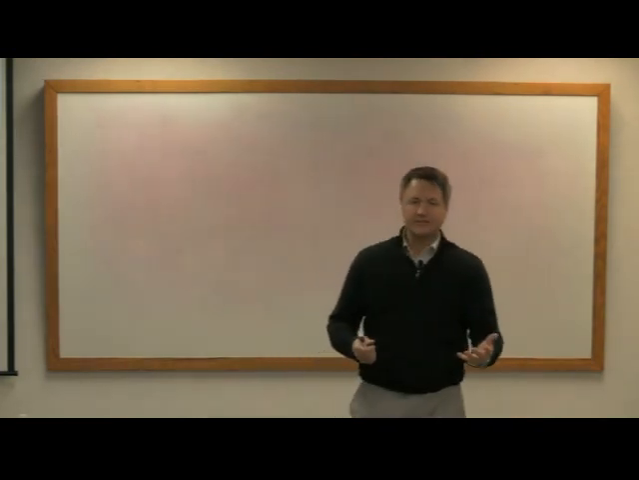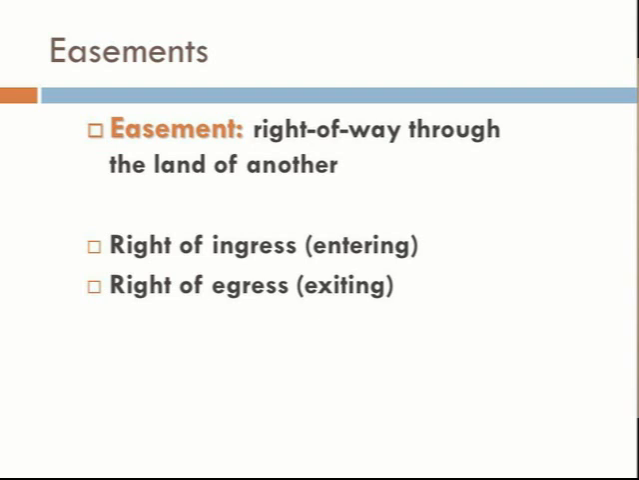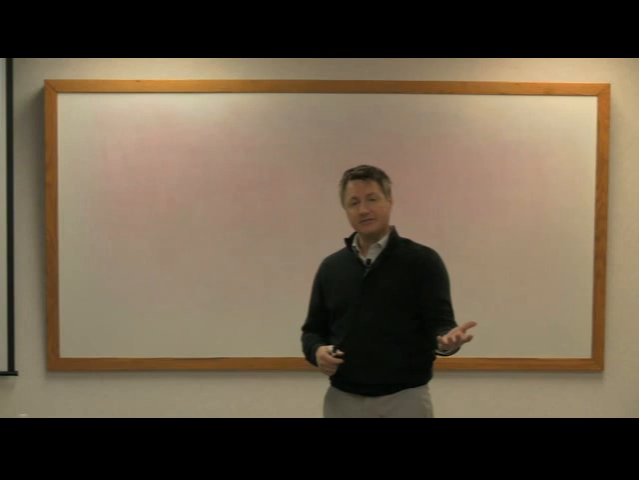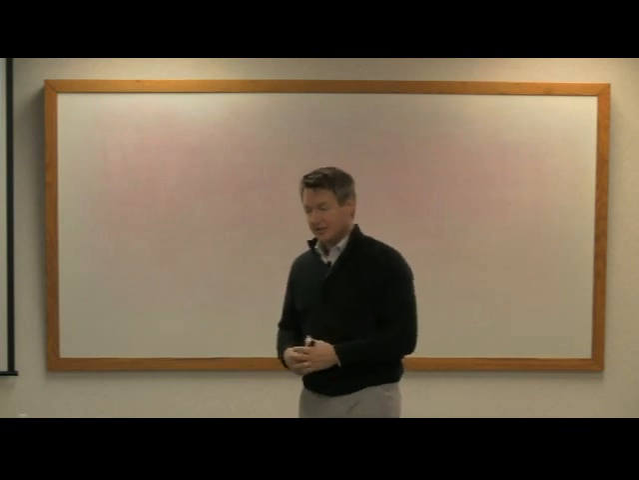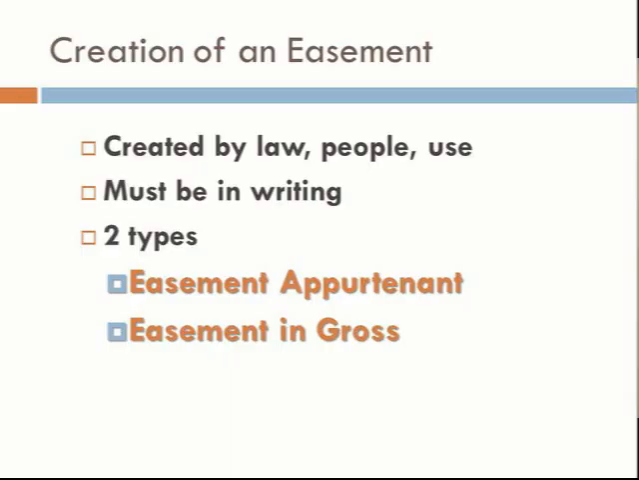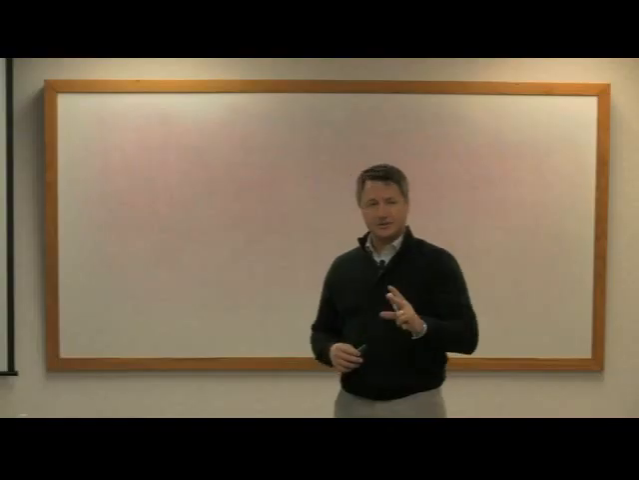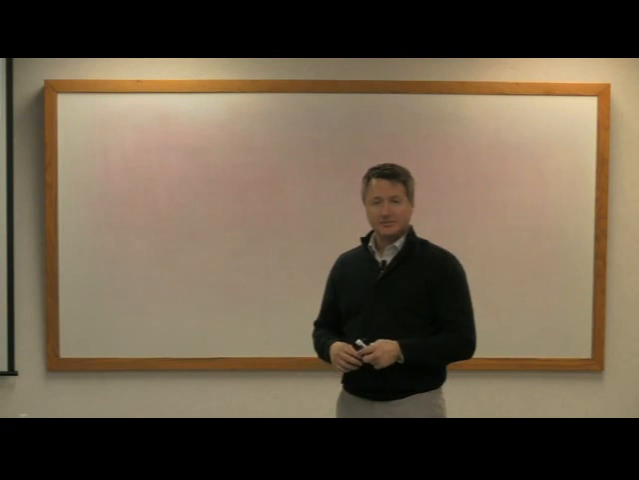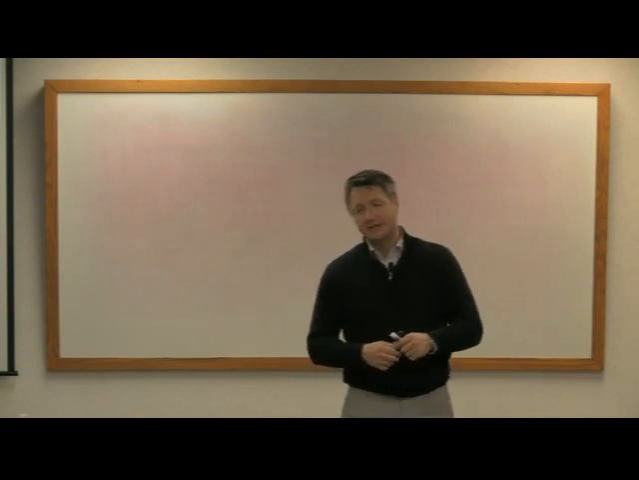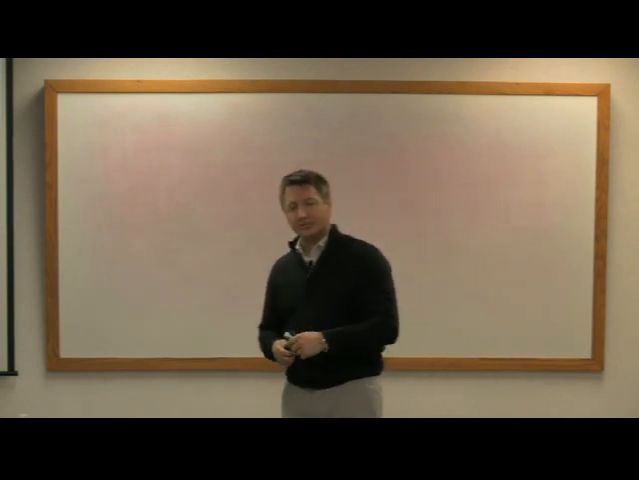So easements are going to give you basically the right to enter somebody else's land. And in an easement, we have this right of ingress, which is the right to enter, and the right of egress, which is the right to exit. Easements can be created by law, they can be created by people, or they can be created by use. And they have to be in writing. There's two different types, and we're going to see examples of those up on the board. We have an easement appurtenant or an easement in gross.